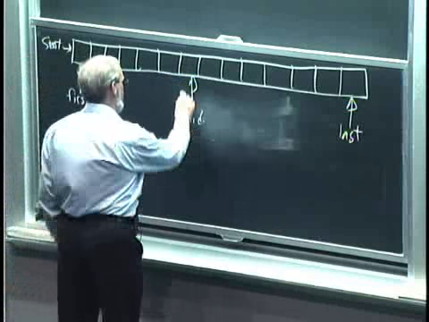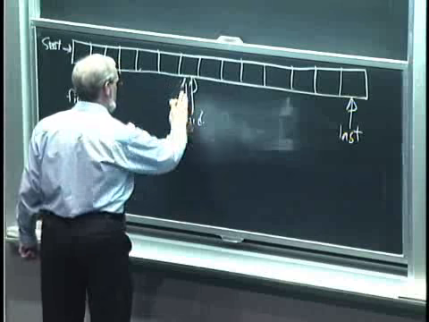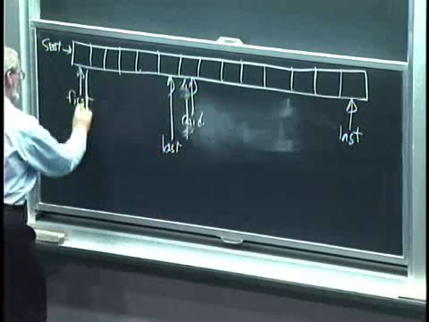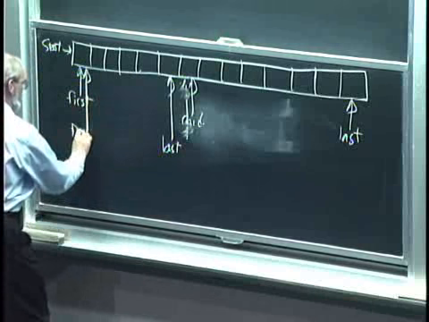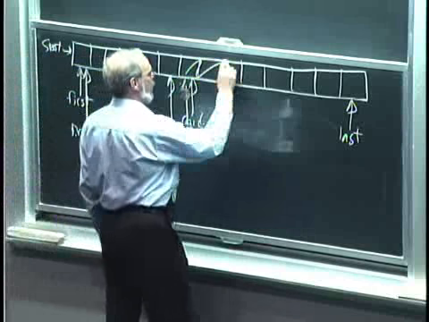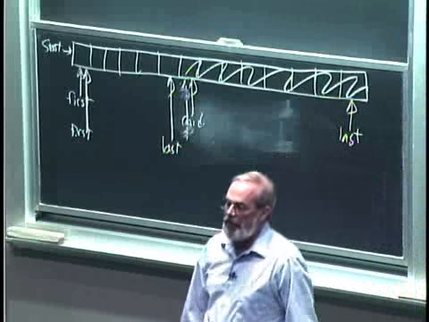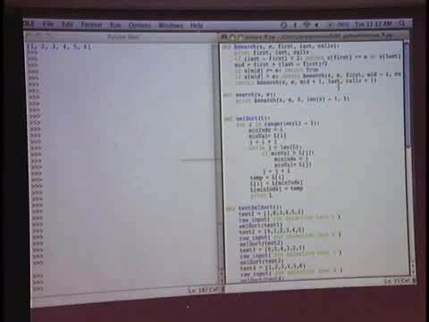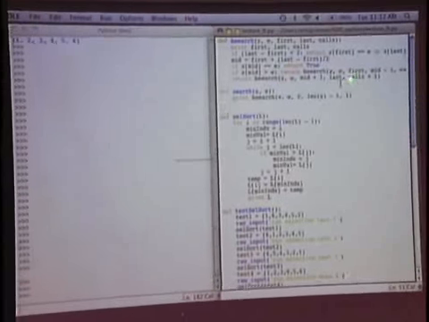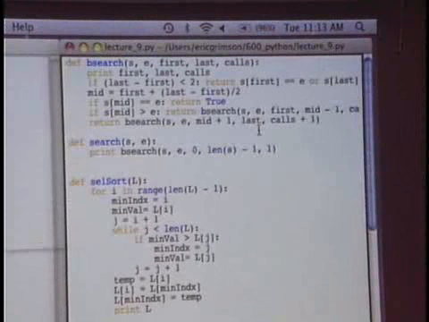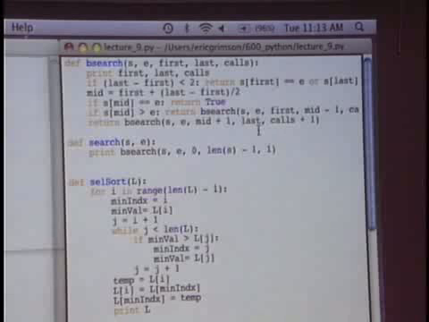Here's what I do. I change last to here. I keep first there. And I throw away all of that. Right? That's just these two lines here. I check the value, and in one case I'm changing the last to be mid minus 1, which is the case I'm in here. And I just call again. All right? I'm going to call exactly the same thing.